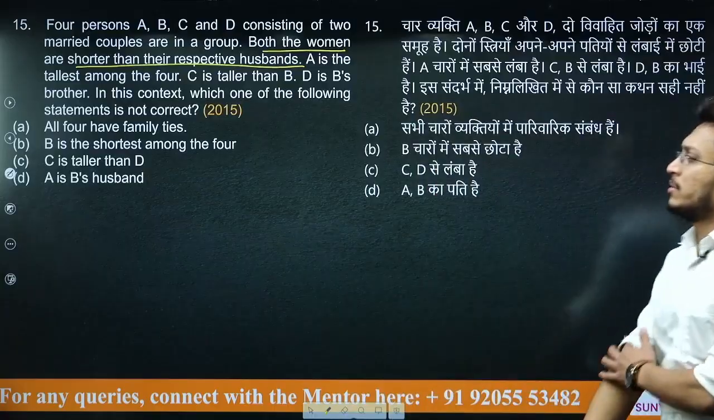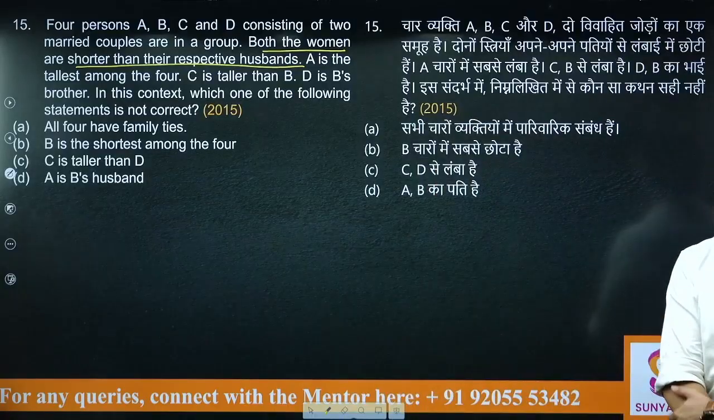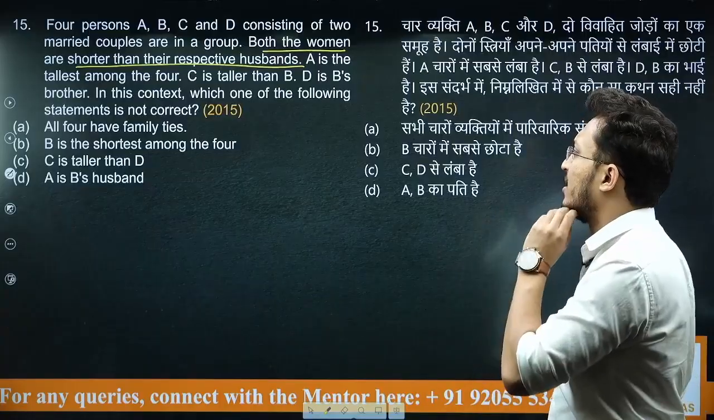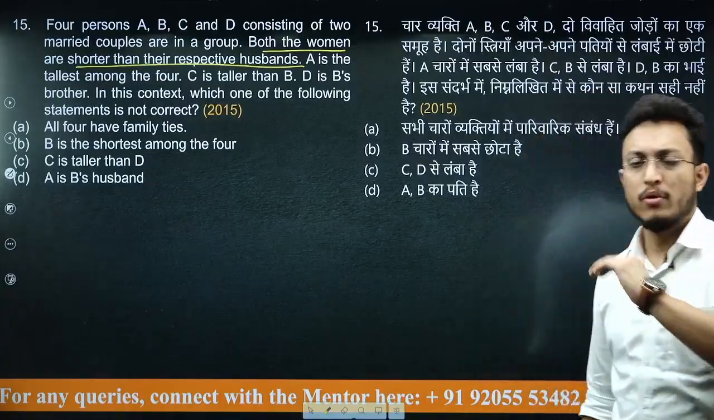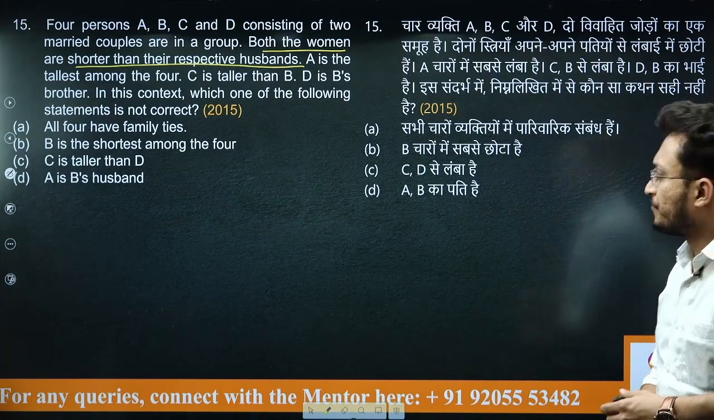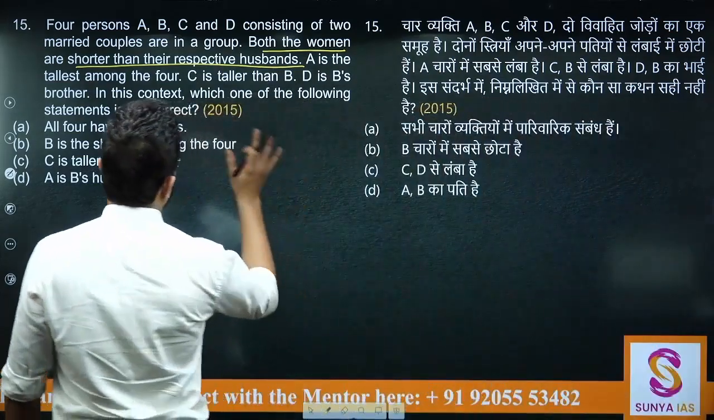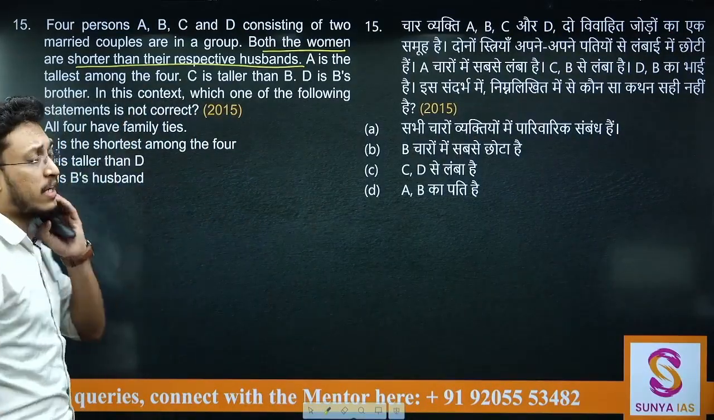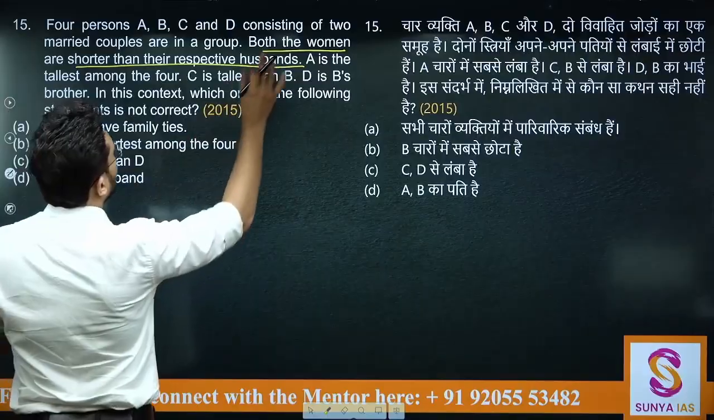A is the tallest among 4. Now see what is happening. They have mixed thoda sa arrangement also here in this question. So A is tallest amongst the 4. A is tallest. C is taller than B. So specifically this should have been in the arrangements part. It is not the exact question for your blood relations part.